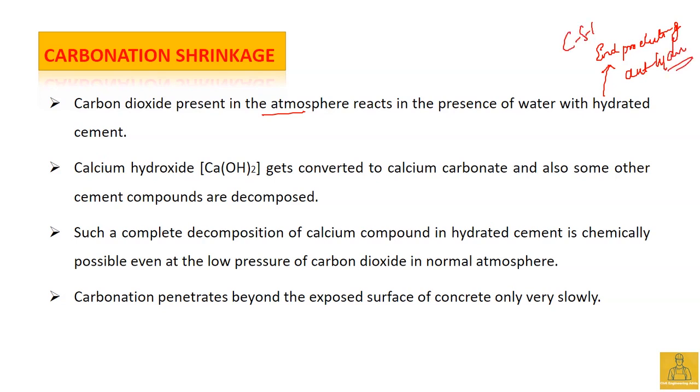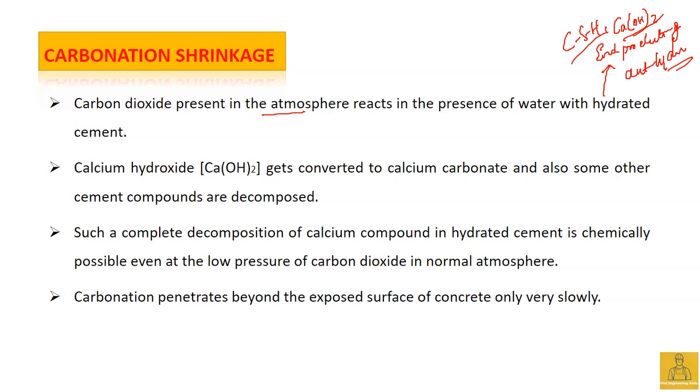And of course, you know, C-S-H is one of the end products. Along with that, we have another compound, Ca(OH)2. This Ca(OH)2 is of major importance in this carbonation shrinkage. So, in addition to the previous shrinkages, this is a shrinkage that is seen upon drying. Concrete undergoes carbonation shrinkage. By carbonation, we mean the reaction of CO2 with the hydrated cement.